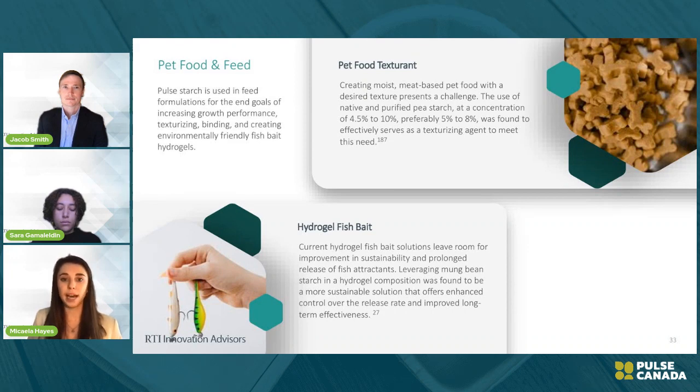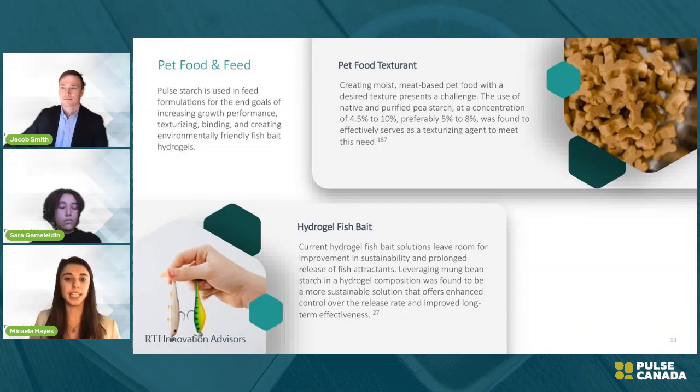In this case, the patent was focused on creating a moist meat-based pet food. And creating the desired end texture for this product has historically been challenging, but the use of a native and purified pea starch solved this problem in the case of this patent, and effectively served as the texturizing agent to meet the demands of the end texture desired.